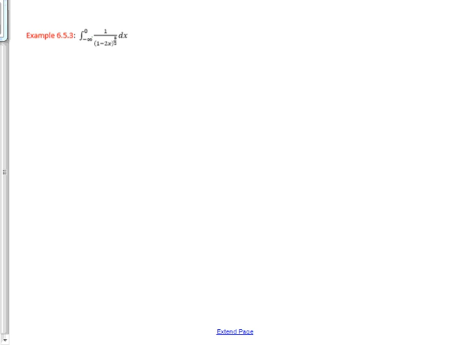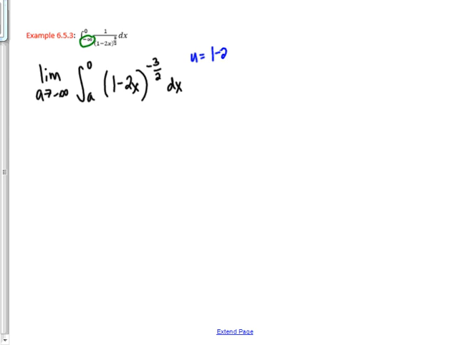Now, it's got the negative infinity at the bottom, so it's going to be a slightly different formula. It's the limit as a approaches negative infinity, and you replace that negative infinity with a. For space's sake I'm going to move this up, and that's a negative 3/2 when I move it up. So let's do the u substitution. u would be 1 minus 2x, and du would be negative 2 dx. So this becomes u to the negative 3/2. Don't have du, so I need a negative 2 in there, so I'm going to cancel it out with a negative 1/2.